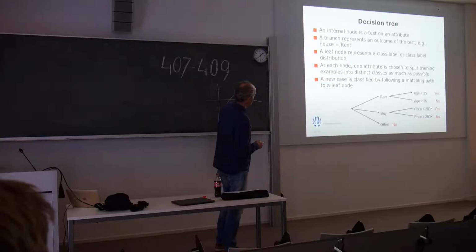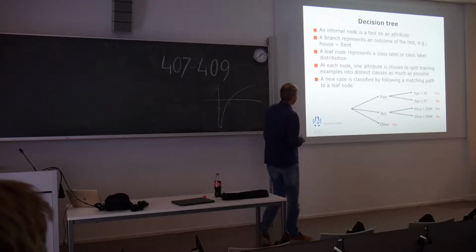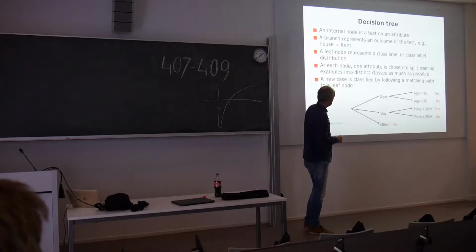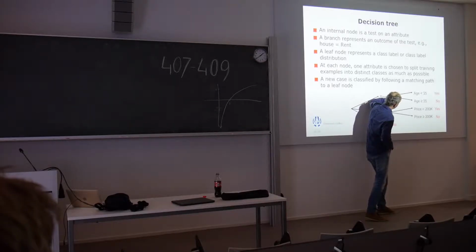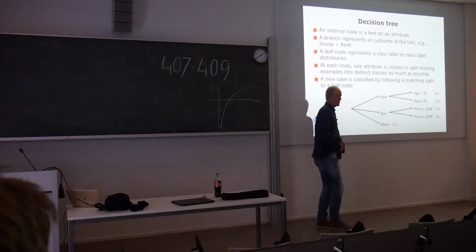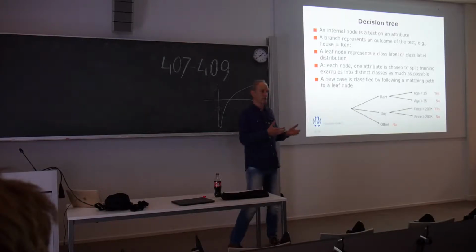So what else do we have? I already mentioned the splitting. Over here, we take the attribute, in this case age, that will give us the best split, that will give us the most information gain, in fact.